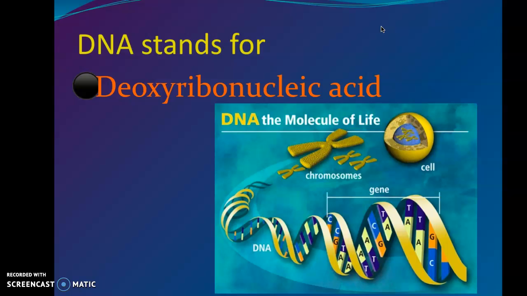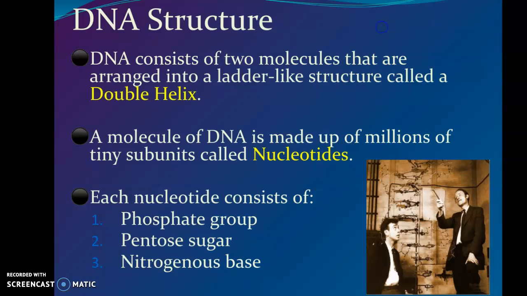Its shape is a double helix. It's what makes up your chromosomes. Remember, your chromosomes contain your genes, which have your genetic characteristics. So there are two molecules that are arranged in more of a twisted ladder structure, and that's called the double helix. They are made up of building blocks of tiny subunits called nucleotides, and there are three parts to a nucleotide. There's a phosphate, there's a sugar, and there's a base. And there are four nitrogenous bases in DNA: adenine, thymine, cytosine, and guanine.